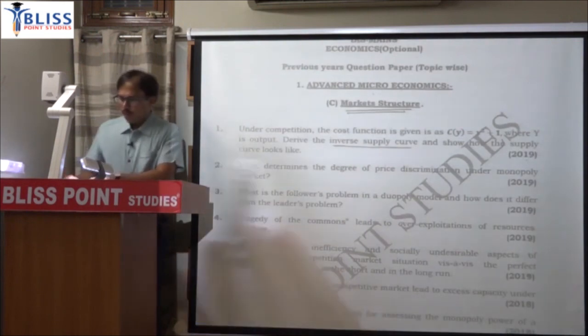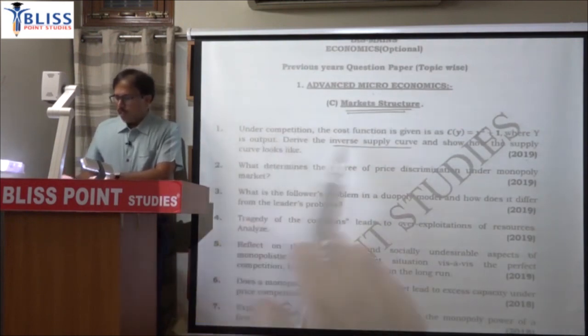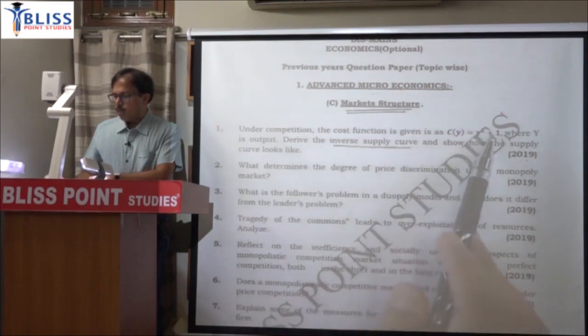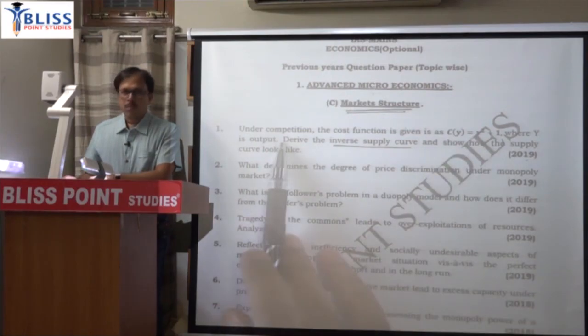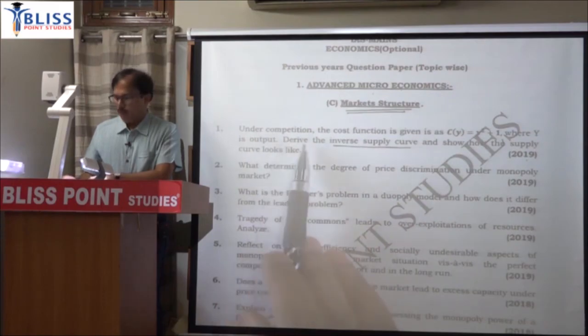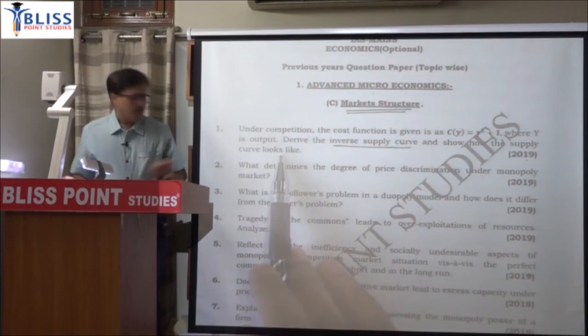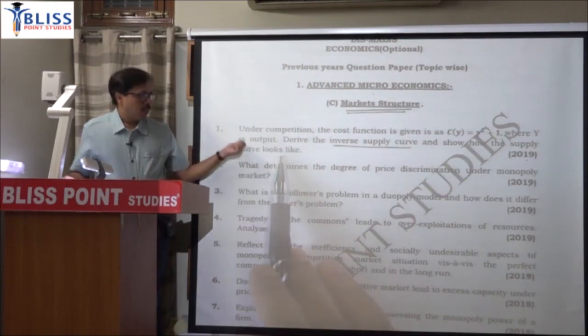First one. Under competition, the cost function is given as cost is equal to y square plus 1, where y is output. So in place of q, it is written y. Derive the inverse supply curve and show how the inverse supply curve looks like. That means you have to draw the supply curve and plot it graphically. So the cost function is given.